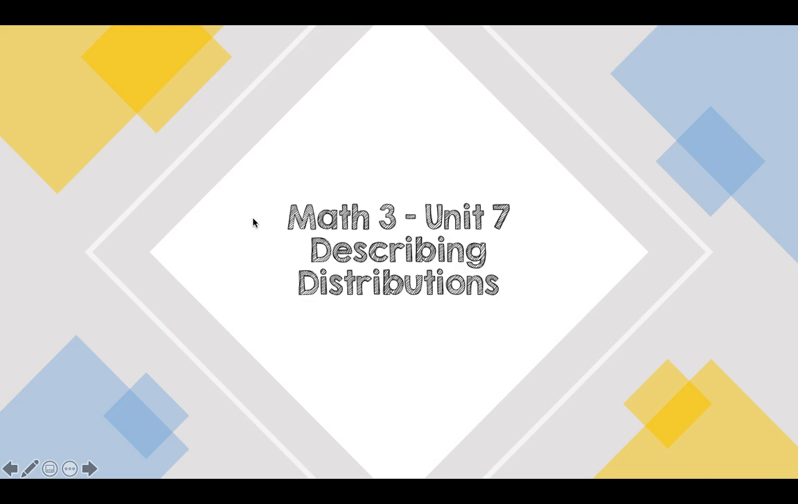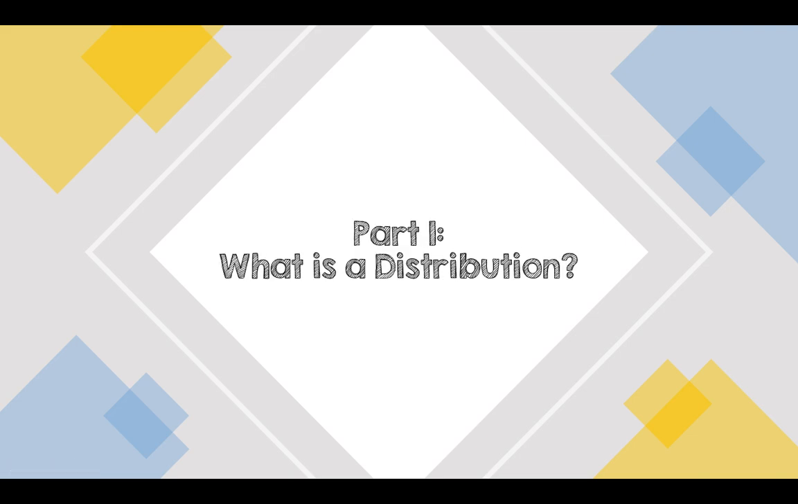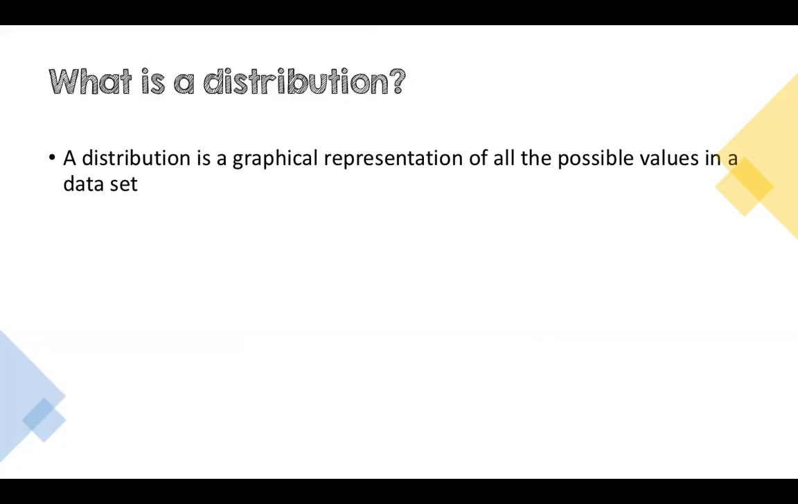About describing distributions. And the first part is, what is a distribution? What does that even mean? So a distribution is a graphical representation of all the possible values in a data set. And there's a bunch of different ways that you can graph values in a data set. The main graphs that we are going to talk about are a dot plot, a box plot, and a histogram.